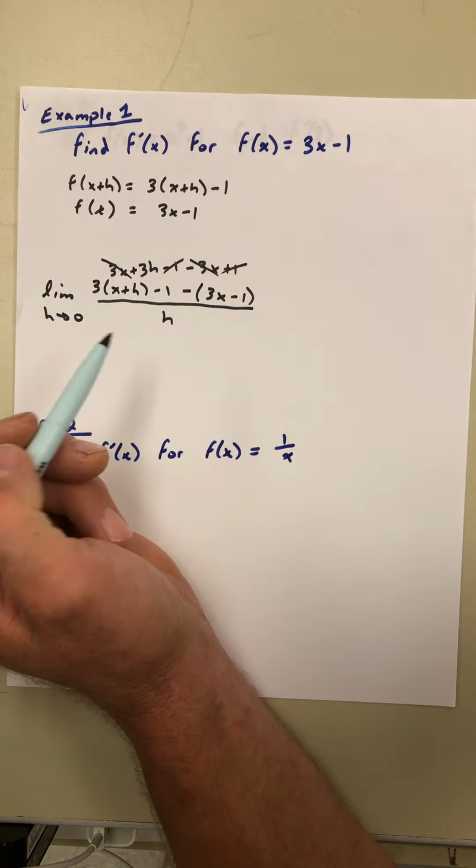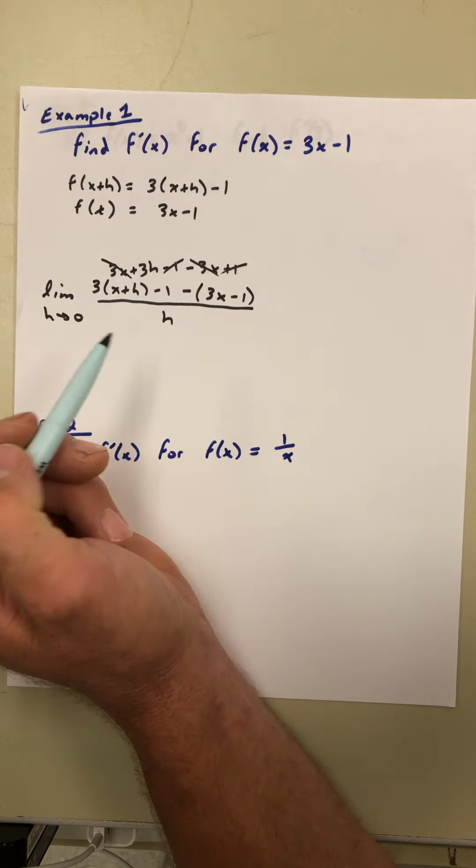If I were to plug in 0 for h, I'd end up with something that's undefined. However, we can simplify this by canceling out the h's. So now I'm looking at the limit as h approaches 0 of 3, which is 3. So that is f prime of x. That is the instantaneous rate of change, or the slope of the tangent line. So the slope of the tangent line is always 3.